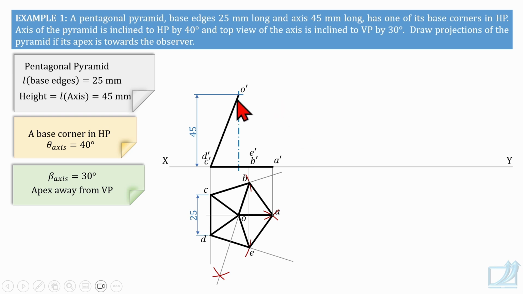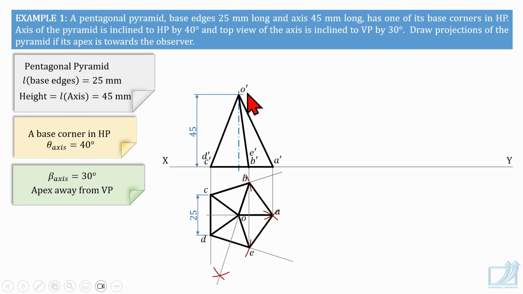So here it is O dash C dash and O dash D dash. 2 face edges are coinciding here. Then O dash B dash and O dash E dash. 2 more face edges are here which are coinciding. And finally the 5th face edge OA.